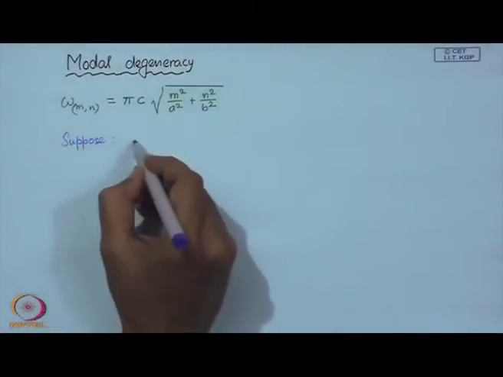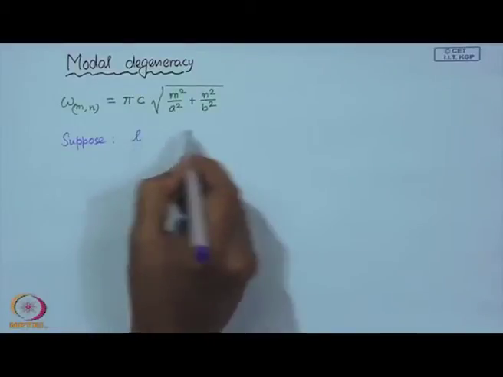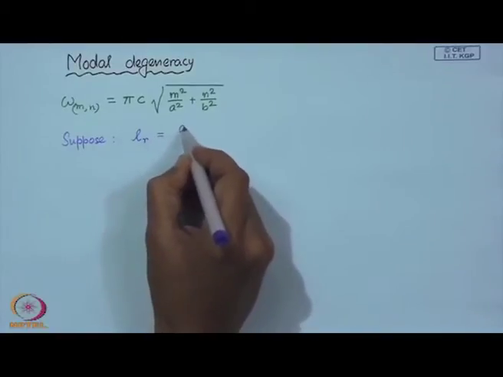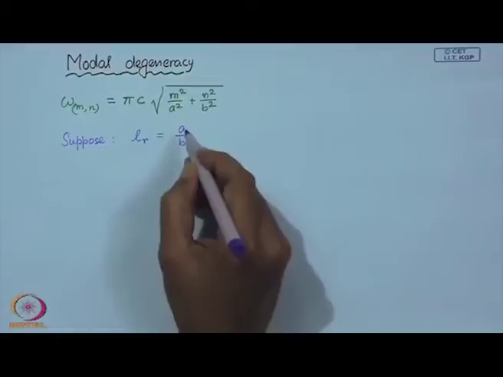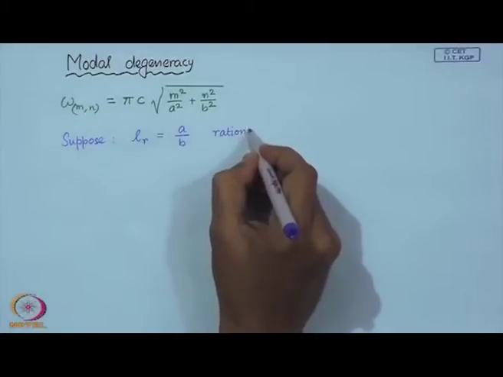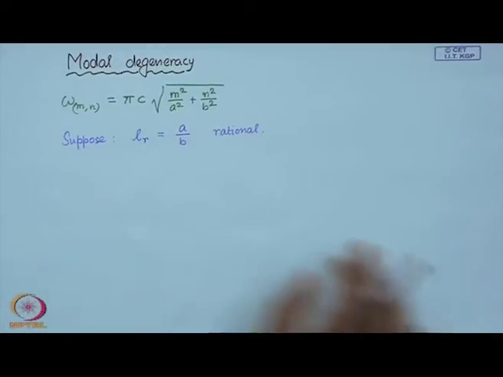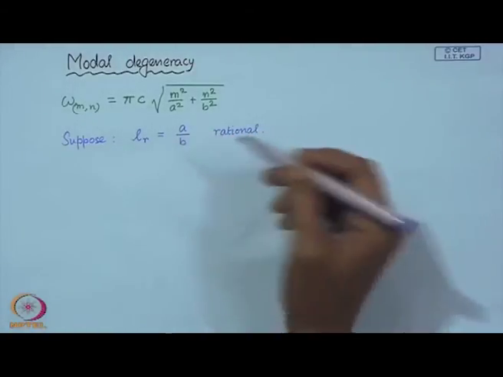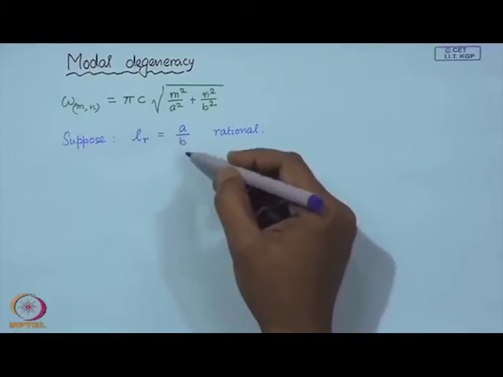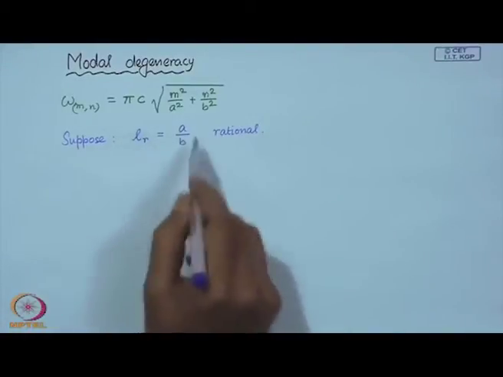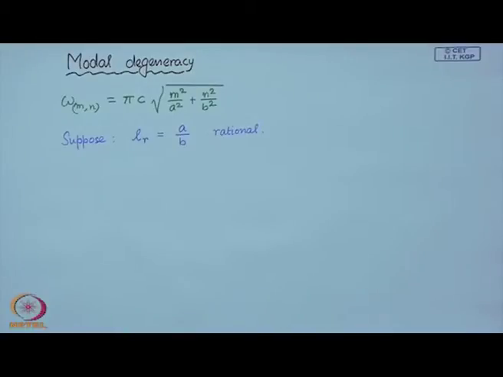Now, suppose you have this ratio A over B, let me call it the length ratio. Suppose this is a rational number. So, if this is a rational number, in that case we can have two integers a and b such that a over b equals the length ratio.